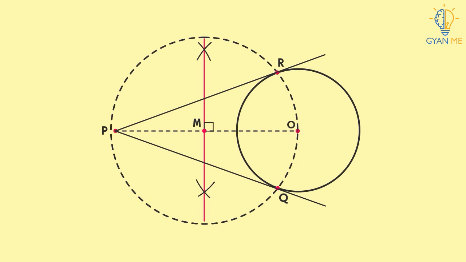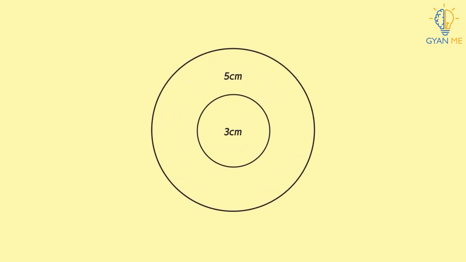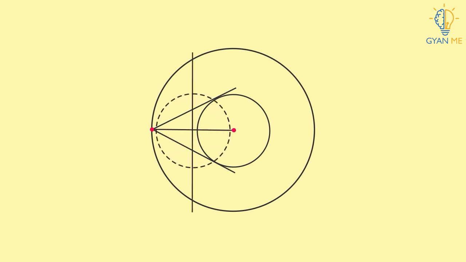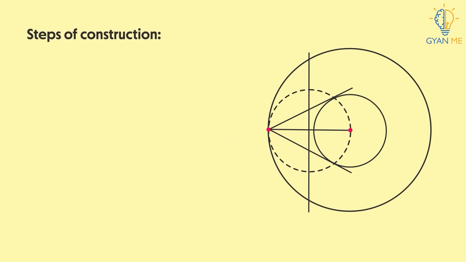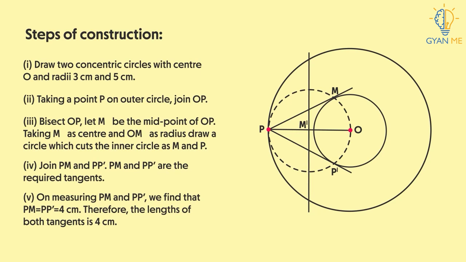Now students, try this construction by yourself as a self-exercise. Draw two concentric circles of radii 3 cm and 5 cm. Construct a tangent to the smaller circle from a point on the larger circle, and also measure their lengths. Students, here we have to draw two concentric circles of the given radii, and also we have to construct a tangent to the smaller circle from the outer circle. Steps for this construction are as shown on your screen.